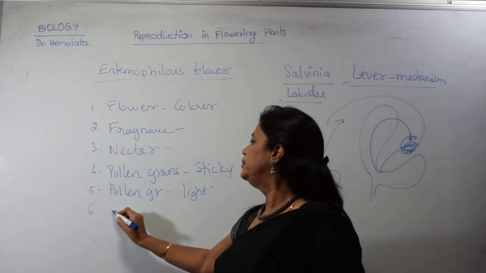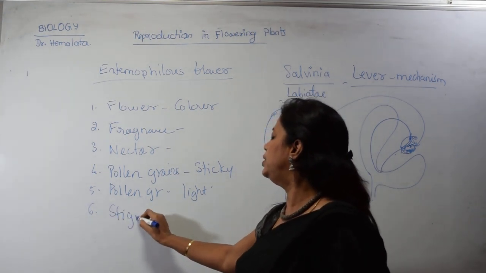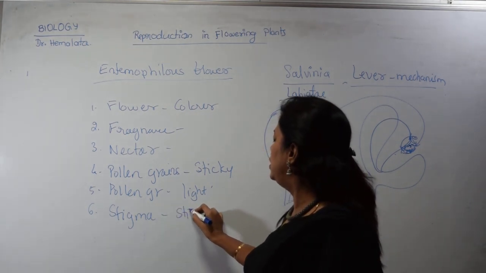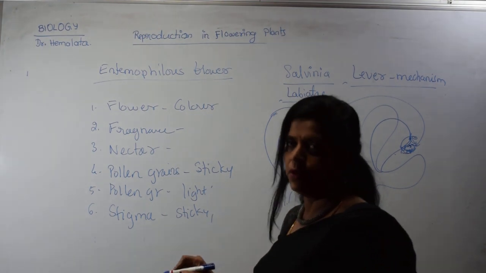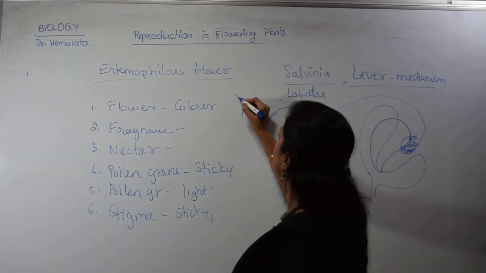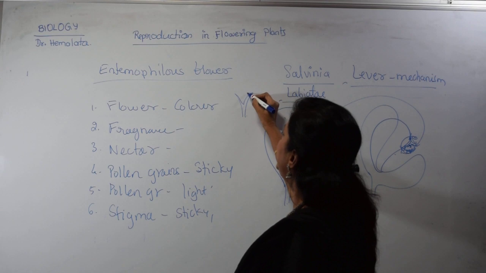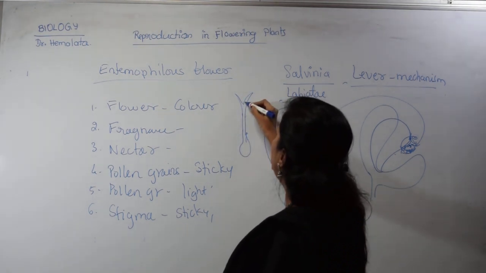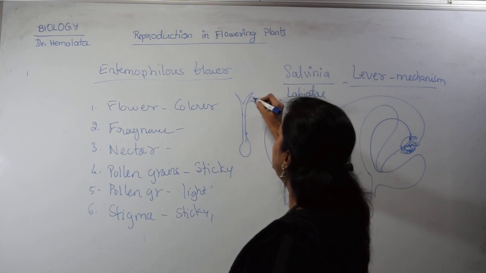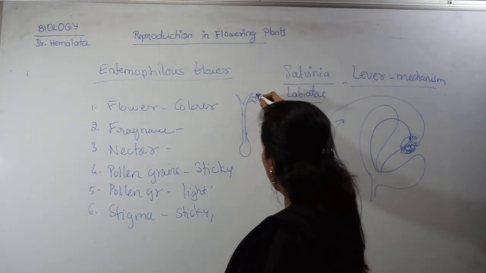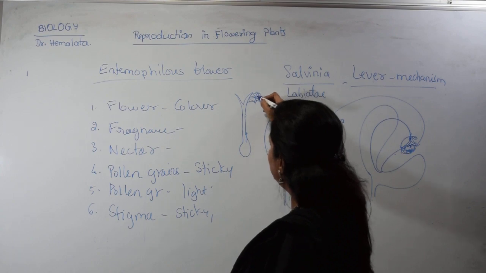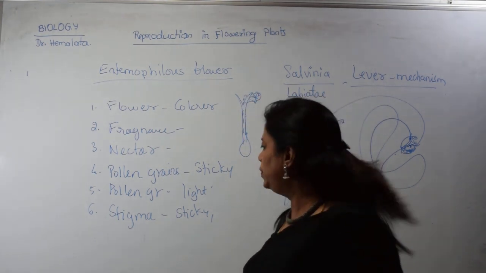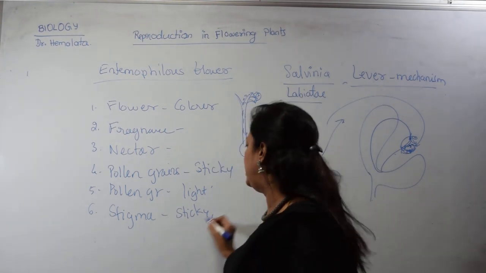Then again, the stigma of the gynoecium should catch hold of this. It should also be sticky or feathery, because whenever insects go here, suppose this is the stigma, insects entering into this or collecting the nectar are moving down. At that time it should collect the pollen grains. If it is hairy, as the insect moves downwards, its pollen grains are caught here and they are transferred to this. Therefore, they should be hairy or sticky or feathery.